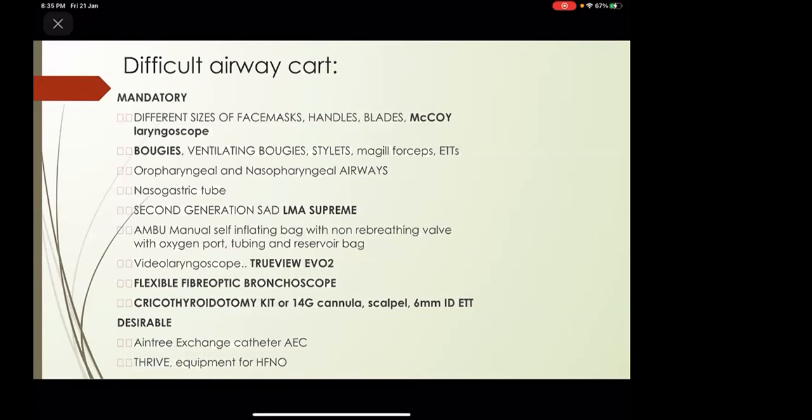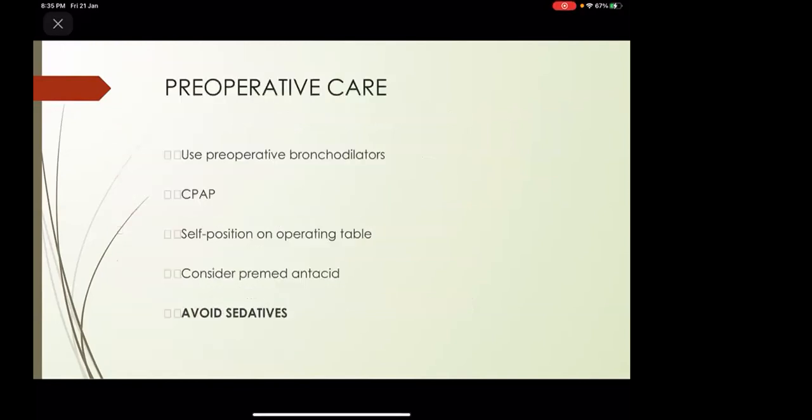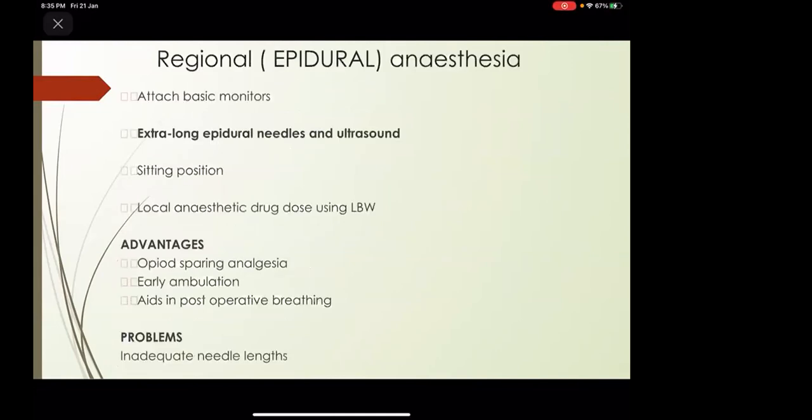This is a cart which has been made according to the DAS guidelines 2016. So preoperatively, I'll use pre-op bronchodilators if the patient is having wheeze, a CPAP if he's already using one, or a hospital CPAP, and encourage the patient for self-positioning on the operating table. I'll avoid sedatives, but consider antacids.